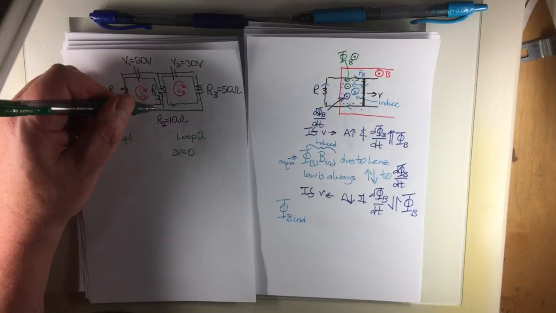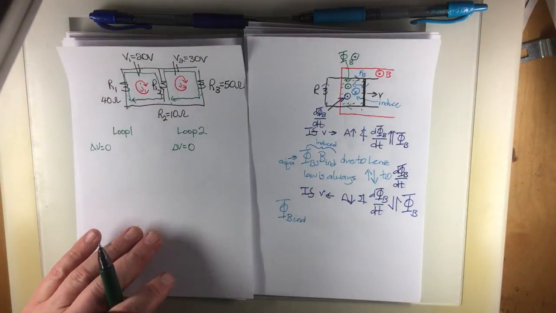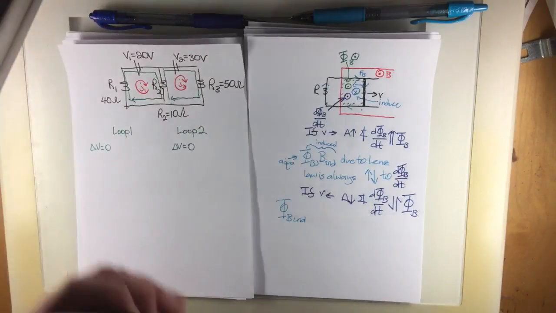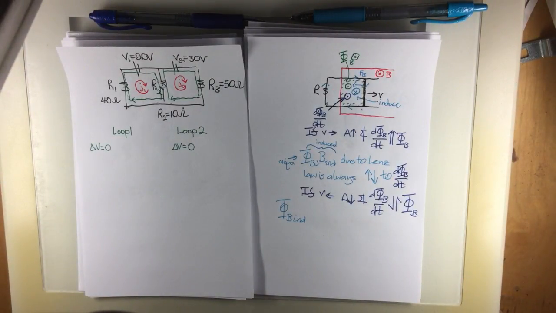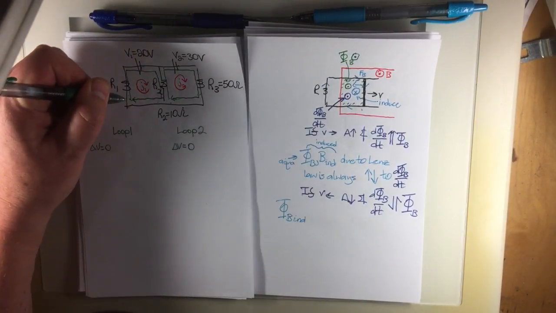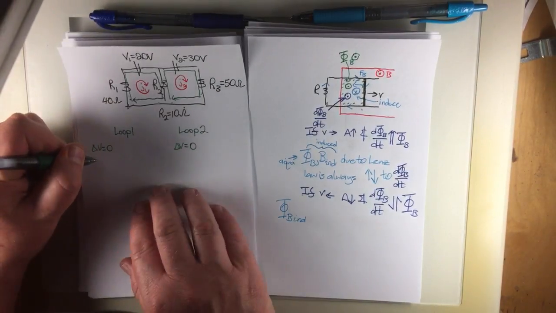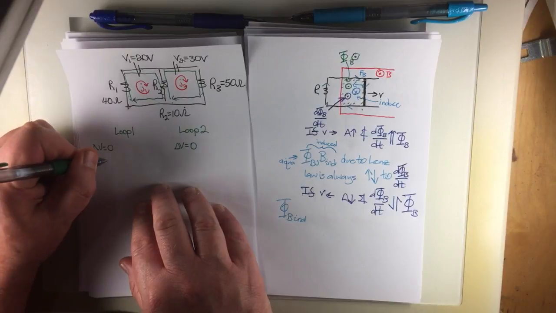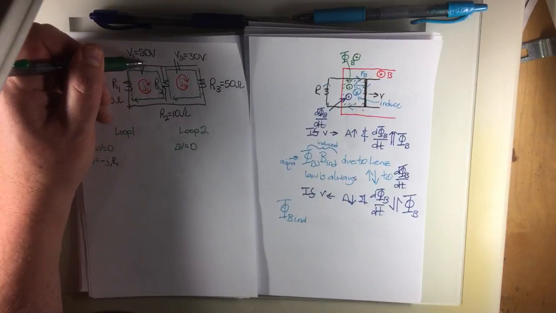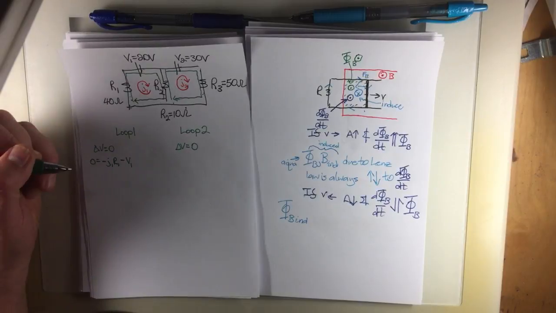J1 travels exclusively through here, here, there, and there. J2 travels exclusively through here, here, here, and there. So there is only one segment where both currents are going through. That's the R2 segment. Walking the loop from there to there, I'm traveling with J1 across R1. So 0 equals minus J1 R1. I then go from a positive to negative lead across V1, so it is minus V1.